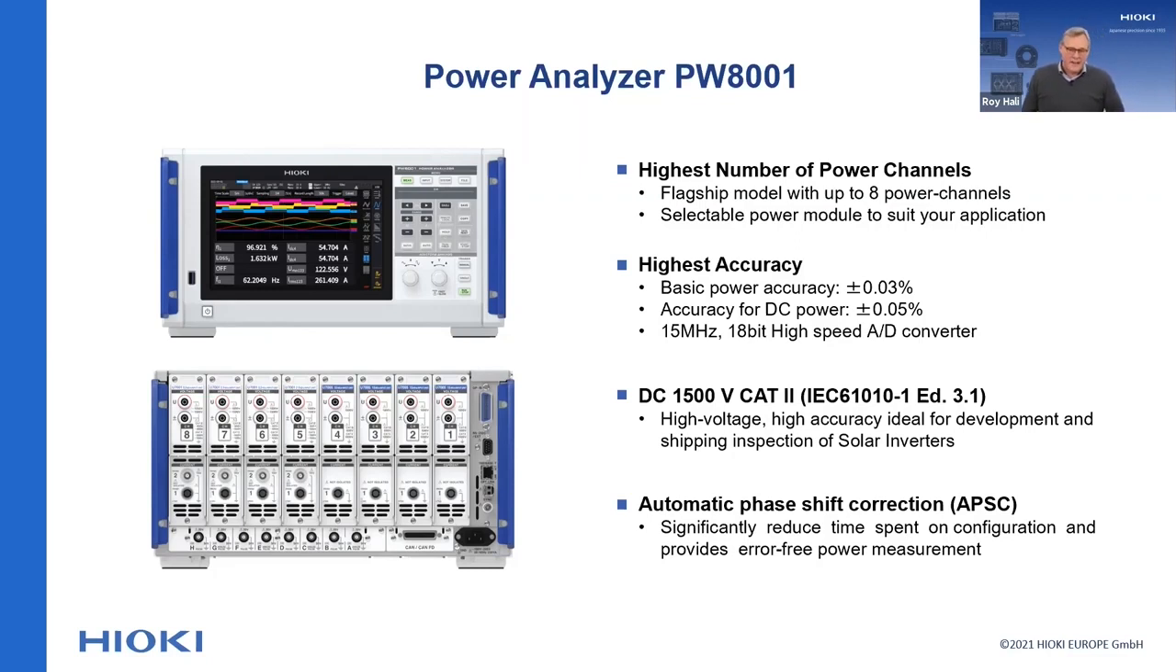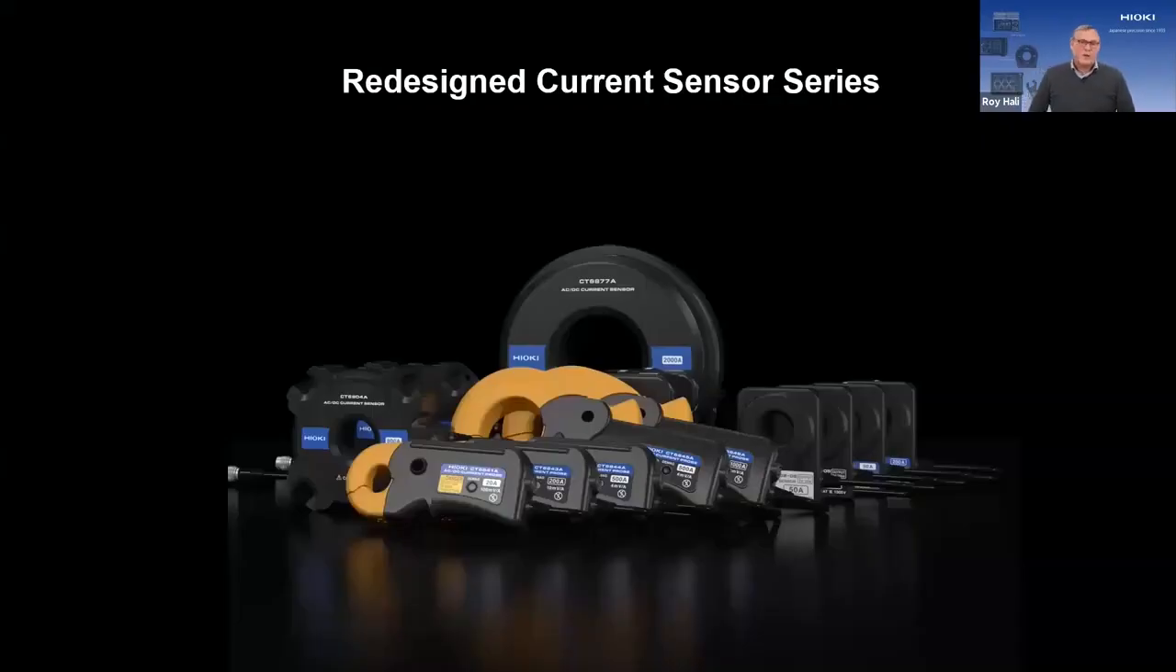In combination with the latest generation current sensors, it has the automatic phase shift correction function, APSC. This unique feature reduces the setup time and eliminates chances of phase errors, regardless of the frequency and power factor that you are measuring on. It has already been mentioned: current sensors are an essential part of accurate power measurement. Together with the PW8001, Hioki introduces a range of new current sensors.